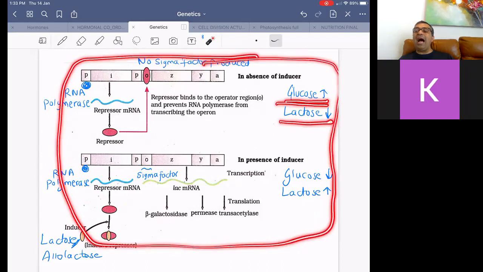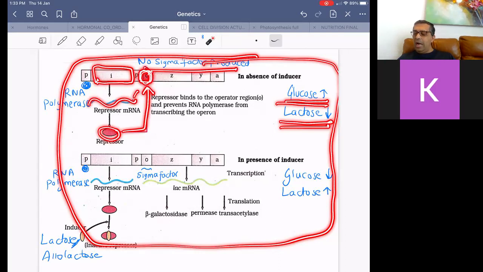सो जब ग्लूकोज लेवल हाई है और लैक्टोज लेवल कम है, then at that time the repressor protein or regulatory gene produces the repressor mRNA, which forms the repressor protein, and repressor protein binds to the operator, and operator एक बार bind हो गया, it will not produce sigma factor, and sigma factor नहीं होगा. No sigma factor, then RNA polymerase cannot go from the promoter gene to the structural gene, तो lac mRNA नहीं बनेगा.